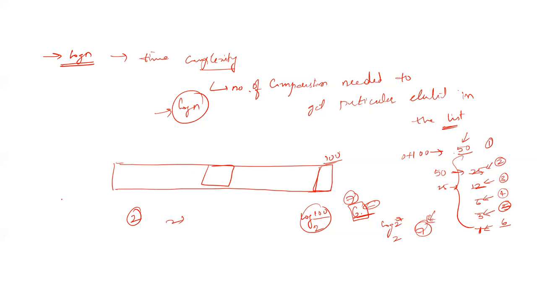You're talking in terms of this one, or only division? That means, if I divide the list by 4 or by 5, whether the number of comparisons will decrease or not. Yes, the number of comparisons will decrease, but we are not going to get the exact value in terms of binary search. But the time complexity will be reduced. Yes, the time complexity will be reduced.